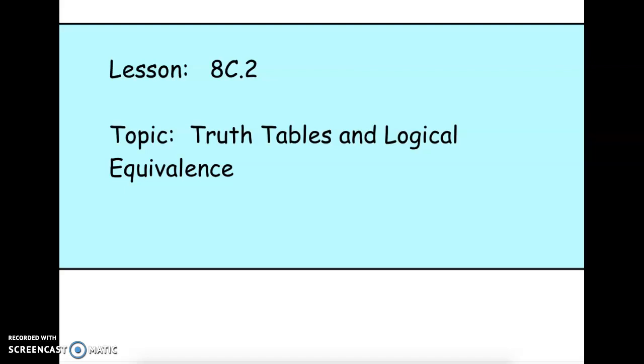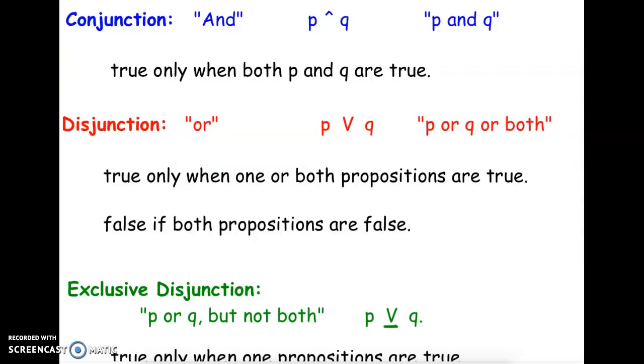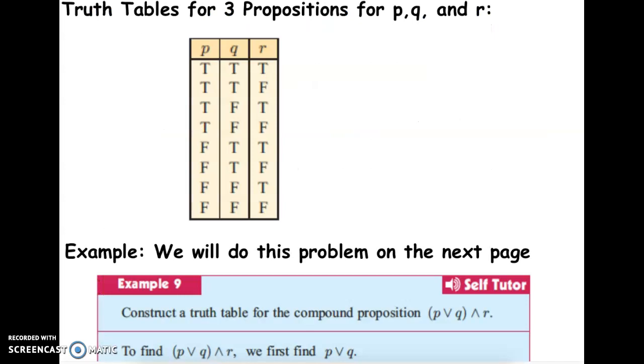Lesson 8C2 works with truth tables and logical equivalence. So here are some of those definitions again with conjunction, disjunction, and exclusive disjunction. So now we're going to move on to truth tables that work with three propositions.